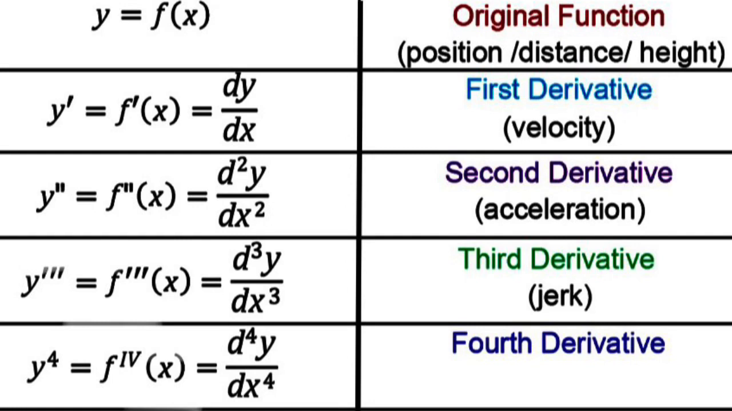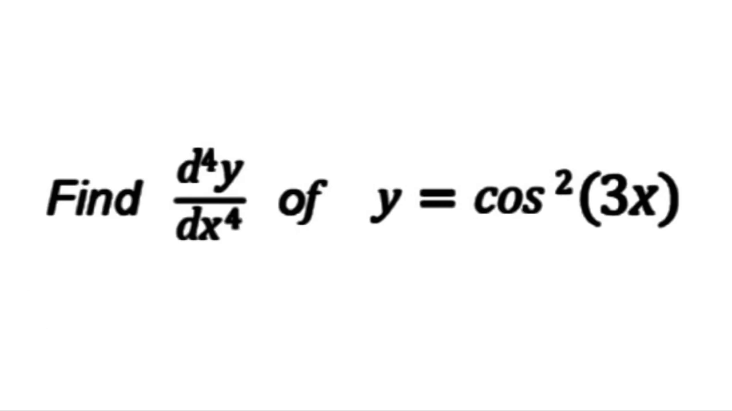So students, I hope now it is clear why we use higher order differentiation. Now we will take one example in which we are going to study how to find the first derivative, second derivative, third derivative, and fourth derivative. So the question is, find d raised to 4 y upon dx raised to 4 of y equals to cos square of 3x.